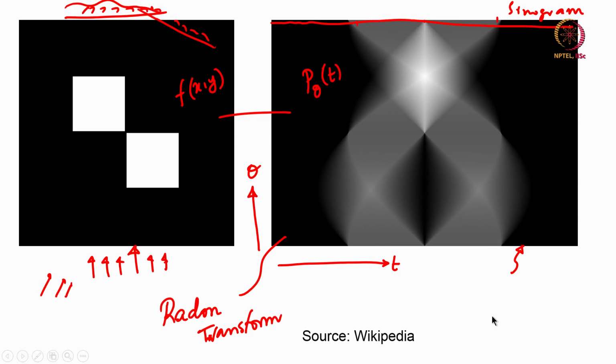And you can play with this, you can create different types of cross sections on the left image, and you will get a corresponding sinogram in the right image.